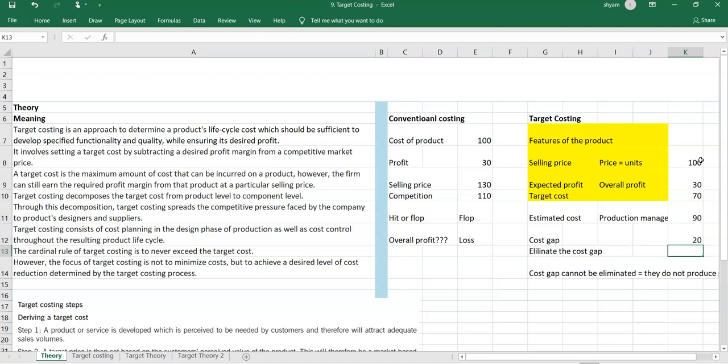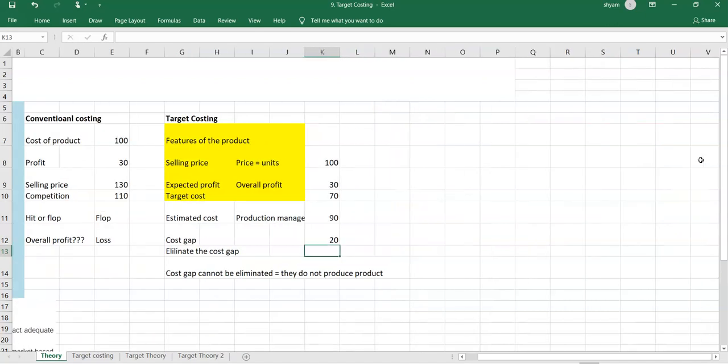Now the research and development manager, the production manager, the marketing manager, everyone will sit and think how this could be reduced. Whether the packaging could be reduced, or whether the components inside could be reduced, or substitute one component for the other. Like that, they will think about everything. If the cost gap is eliminated, that is, the cost gap is 0, and the revised estimate has come to 70, so there's no cost gap, in that case, the product will be produced.